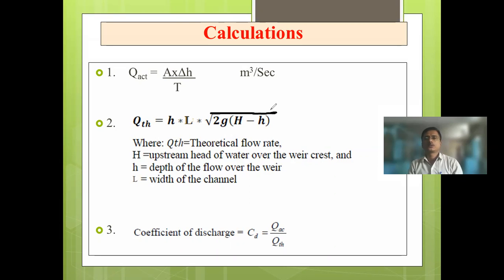Q theoretical is equal to H into L into under root of 2g, where Q theoretical is equal to theoretical flow rate. Capital H is the upstream head of water over the weir crest. Small h is the depth of water, depth of flow over the weir. L is the length, width of the channel. Next, coefficient of discharge. CD is equal to Q actual upon Q theoretical.